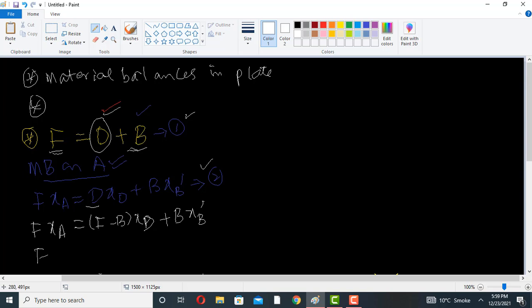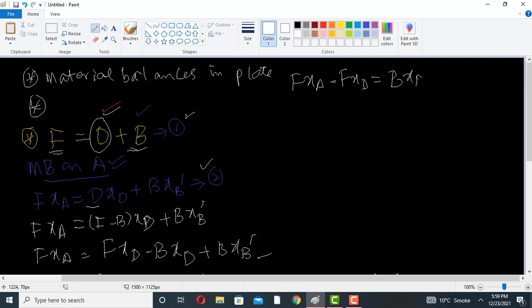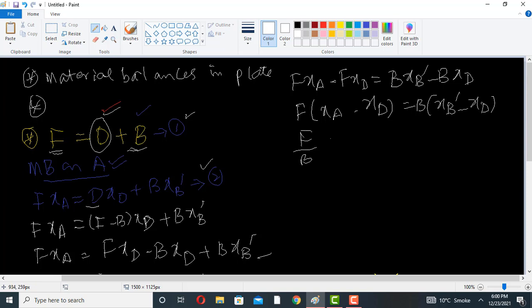So simplifying, F xA is equal to F xD minus B xD plus B xB dash. Now further simplify this equation. F xA minus F xD is equal to B xB dash minus B xD. F times xA minus xD equals B times xB dash minus xD. So F by B is equal to xB dash minus xD divided by xA minus xD. So this is F by B, the feed to bottom ratio.